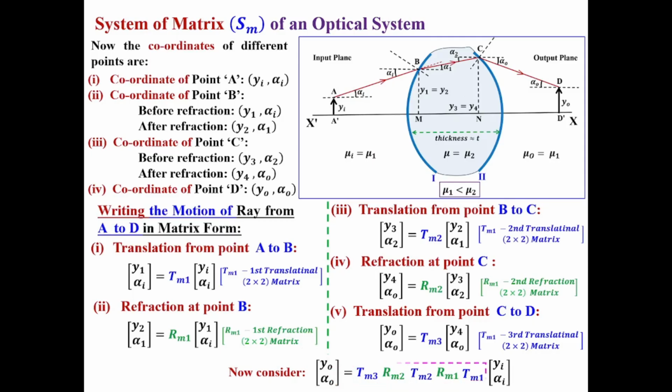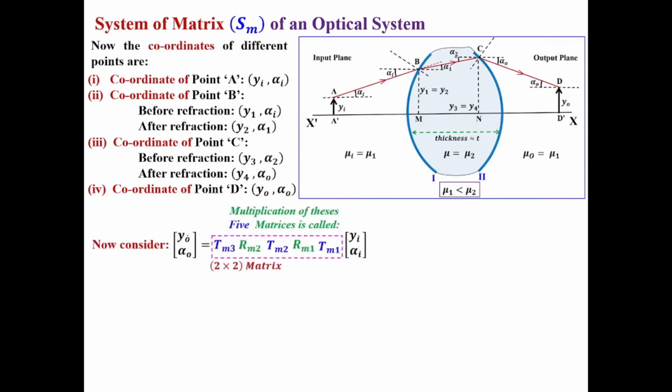Here you can see all are 2 cross 2 matrices. If I multiply all these 2 cross 2 matrices, we again get a 2 cross 2 matrix. After multiplication of all these 5 matrices, finally we get a 2 cross 2 matrix itself. This 2 cross 2 matrix is called the system matrix of the whole dynamics, that means from object to image. Got it? I have written the same thing clearly in our next slide.